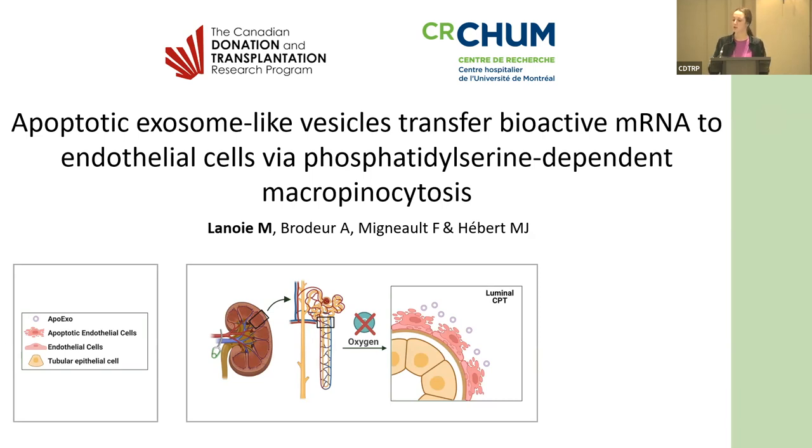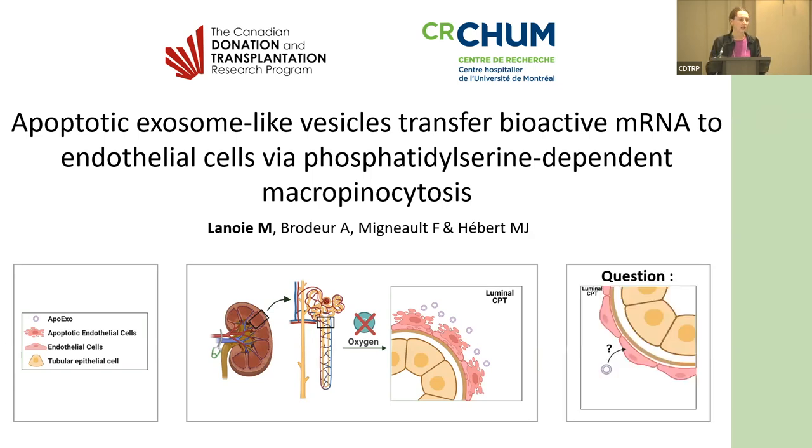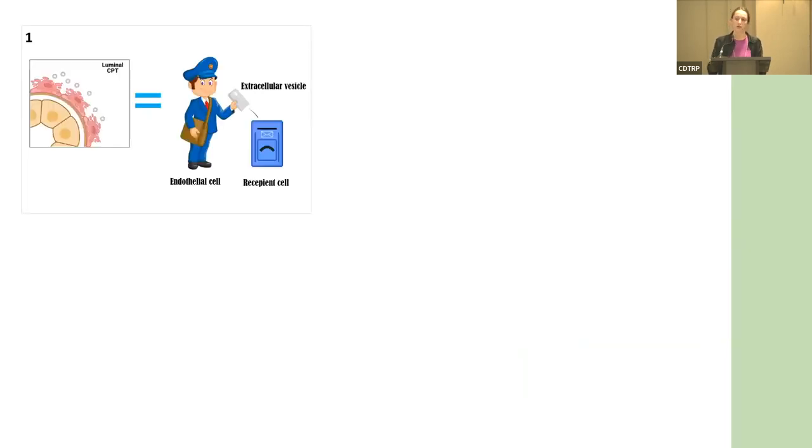These fragments can induce an immune response and a modification of the blood vessel environment, which could affect the transition from acute kidney injury to the loss of the kidney transplant. Here, we explore the mechanism by which endothelial cells can internalize apoexo and whether or not they can deliver functional mRNA to endothelial cells. In our context, we can compare endothelial cells to a postman, the extracellular vesicles to a letter, and the reception cells to the mailbox.